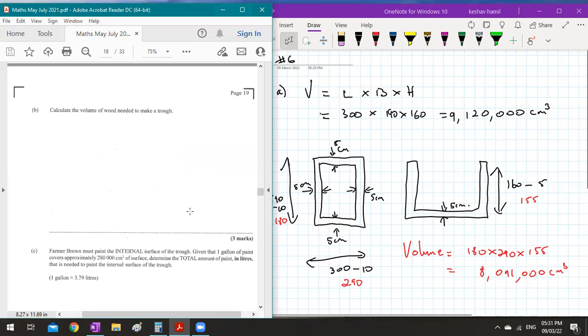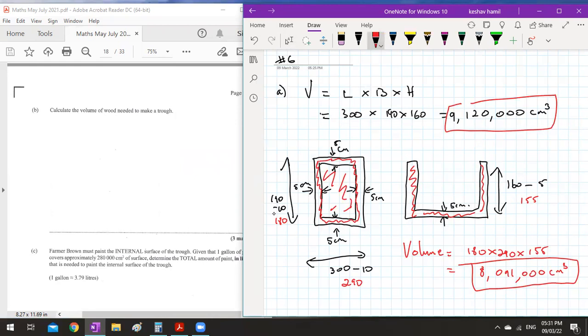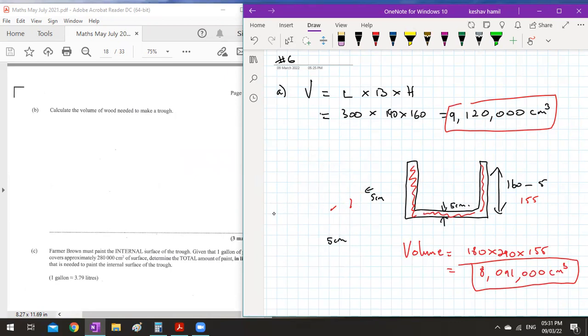So basically, they want how much, and this would be the base, right? They want the volume or the thickness of the wood right around. Now, all you have to do is take this amount and subtract the 8 million to get the difference, and that will be the volume of the wood. So let me just erase and move things around to make space.